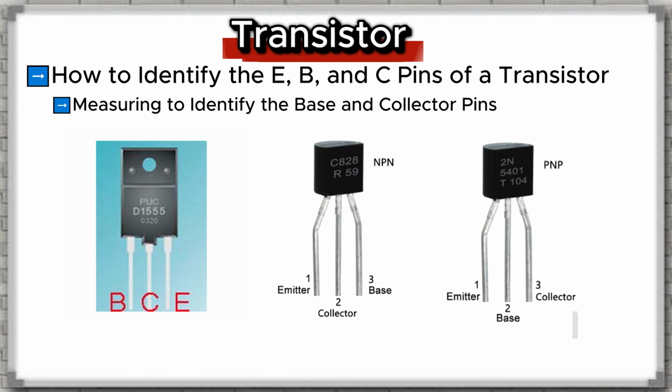Here's the method. Set the multimeter to the times 1 ohm range. Fix one probe on any pin. Touch the other probe to the two remaining pins, one by one. If the needle moves up the same amount in both cases, then the pin with the fixed probe is the base. Once we know the base pin, we can also identify the transistor type. If the fixed probe is the black probe, then the transistor is NPN. If the fixed probe is the red probe, then the transistor is PNP.